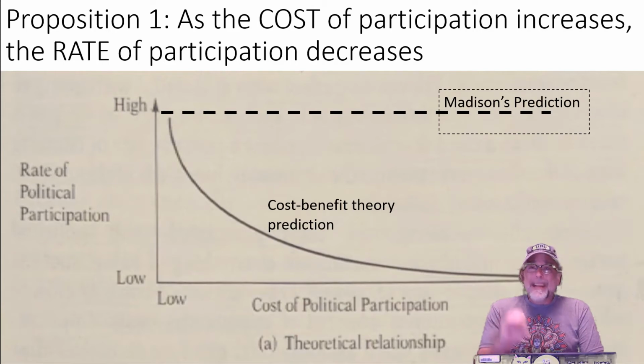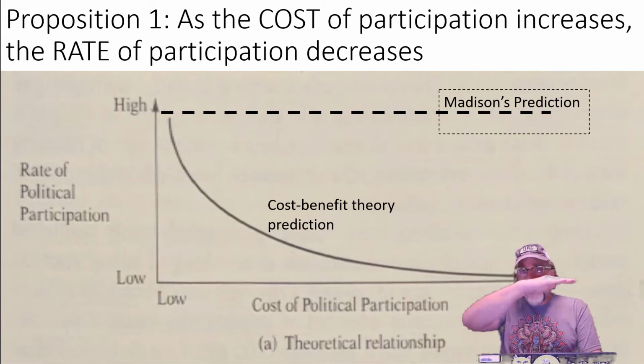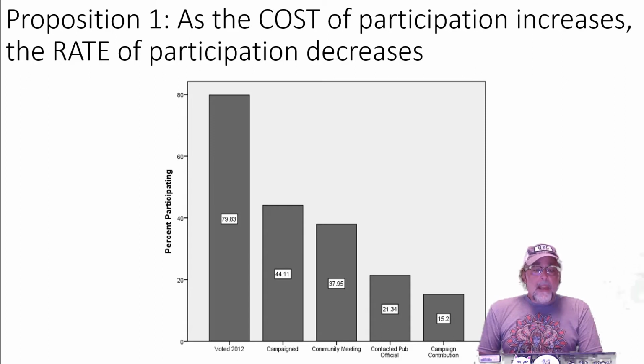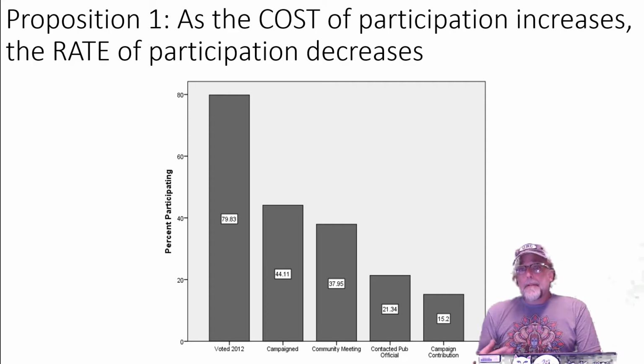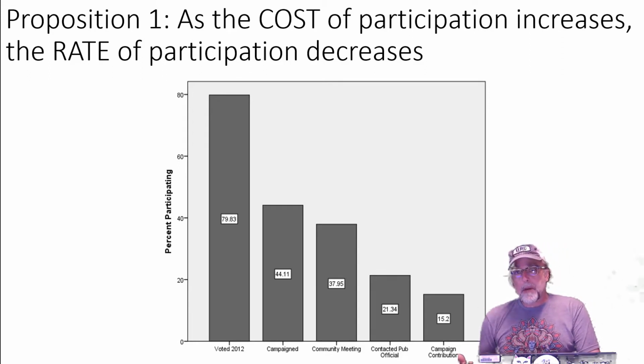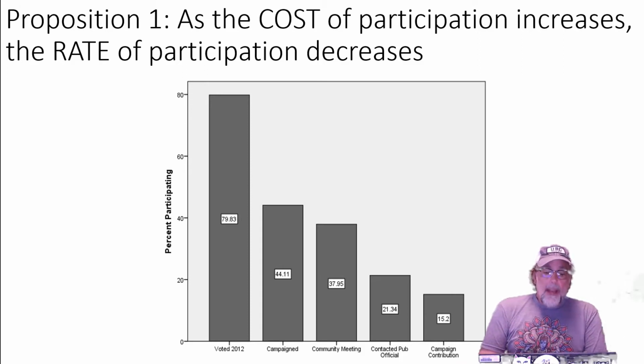Now, Madison expected high levels of participation throughout the population. So as we move on to this next slide, I want you to keep in mind the downward curve of the cost-benefit conception as opposed to the flat line that Madison is suggesting. What we've done here is to look at survey data, and look at different forms of participation across the horizontal axis, from low-cost forms of participation to high-cost forms of participation. So on the low end, voting.